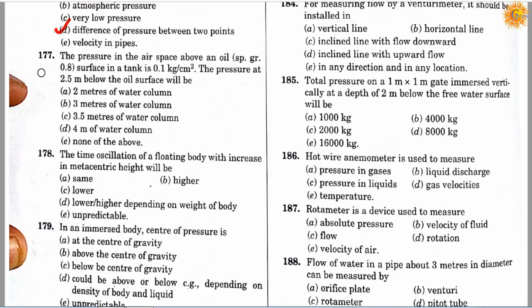Question number 177. The pressure in the air space above an oil surface of specific gravity 0.8 in a tank is 0.1 kg per centimeter square. The pressure at 2.5 meter below the oil surface will be: option A, 2 meter of water column; option B, 3 meter of water column; option C, 3.5 meter of water column; option D, 4 meter of water column; and option E is none of the above. So the correct answer is B.